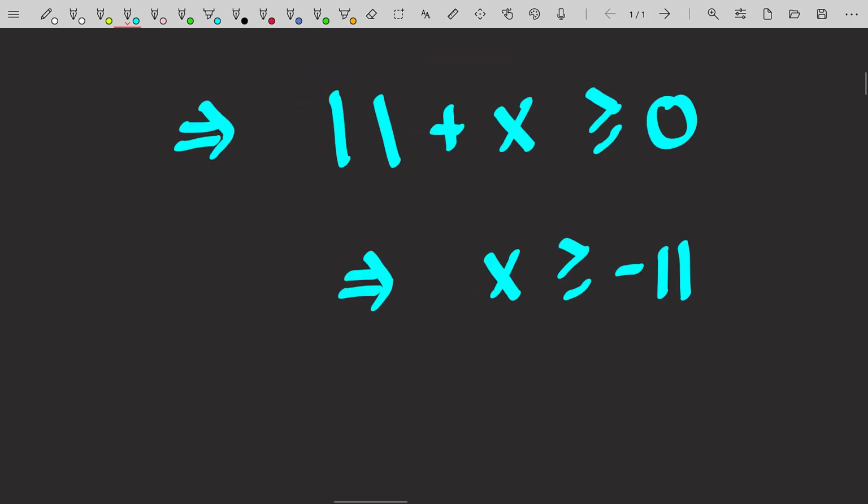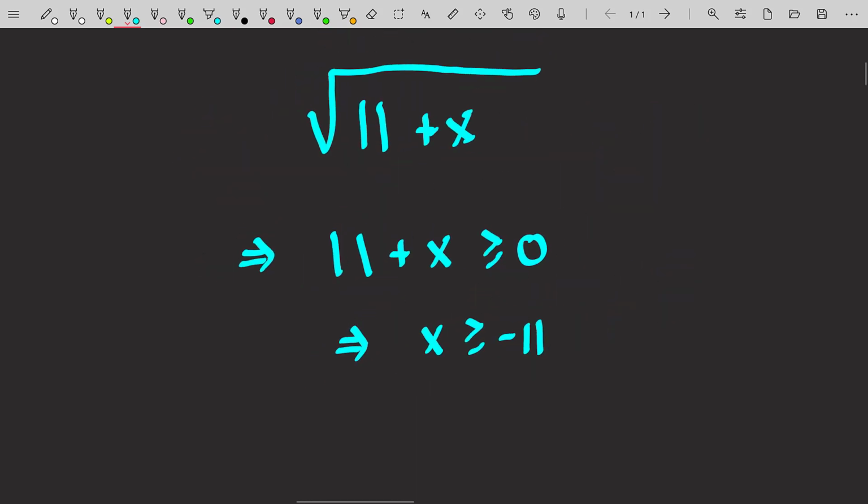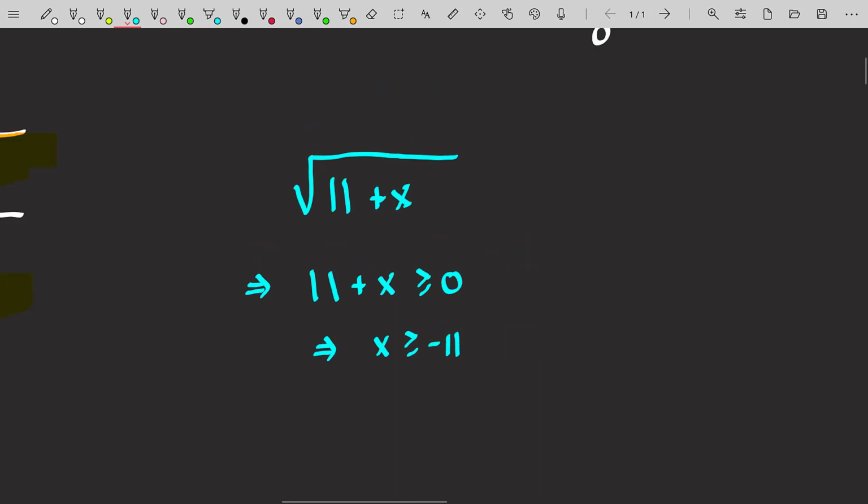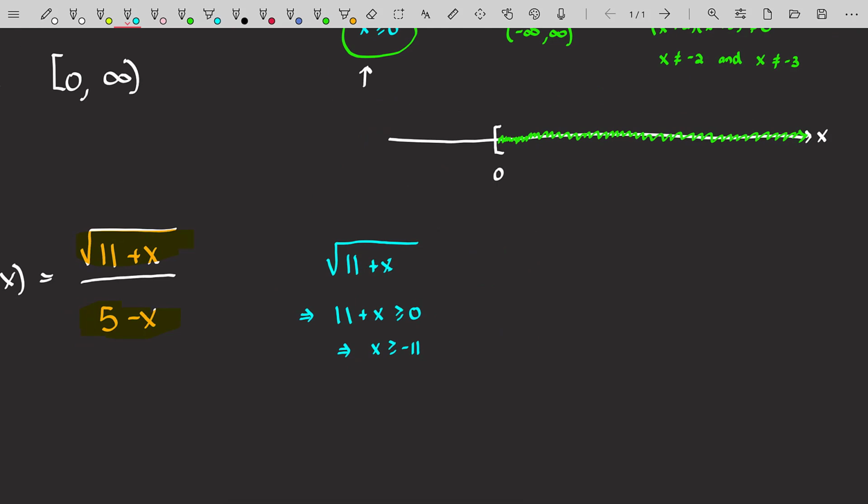And by the way, I put some implication signs in there, basically saying the square root of 11 plus x implies that 11 plus x must be non-negative, which implies x has to be greater than or equal to negative 11. Anyhow, the denominator, on the other hand, 5 minus x, well, the domain of that is all real numbers. I'm not even going to bother writing that down because there's really no need. However, I am going to write down the fact that 5 minus x cannot be 0. Adding x to both sides, we get that x cannot be 5.